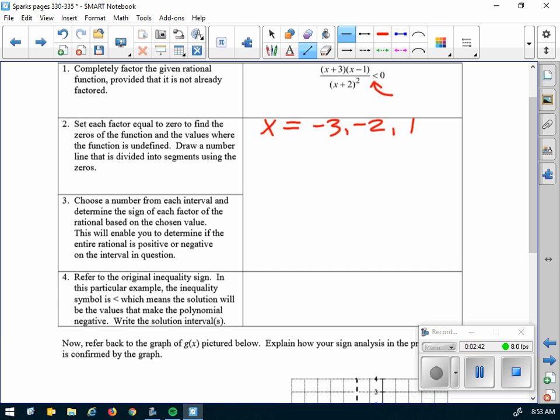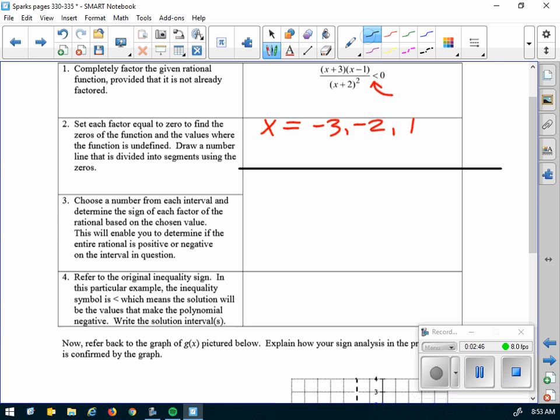Now, bless you, now we're going to put those on a number line. And I trust that you know what order to put them in. How many subintervals or sections has the number line been divided into? 4, right. So we're going to pick a number in each of those subintervals or sections.